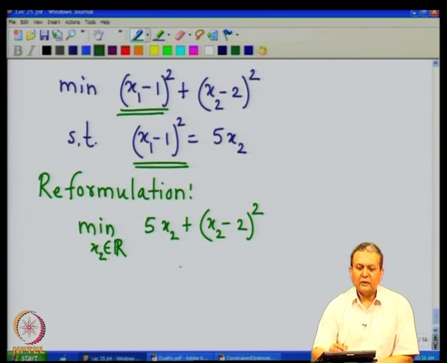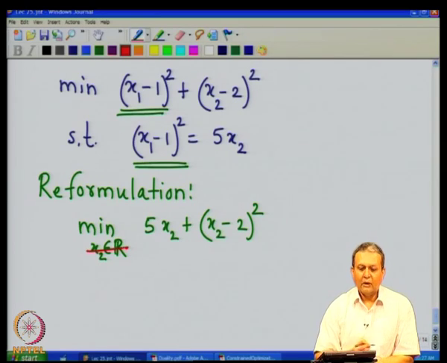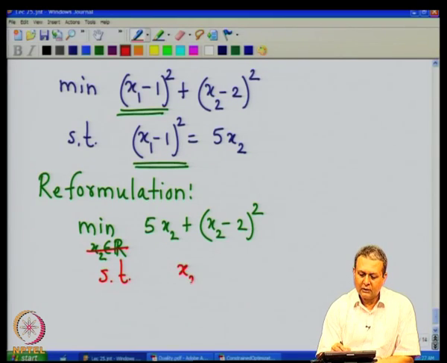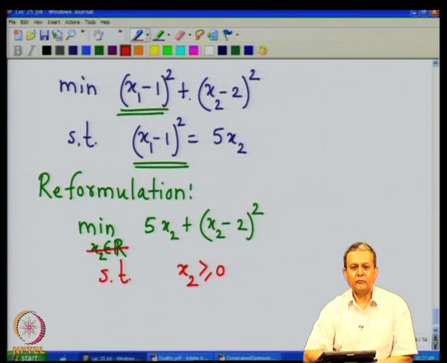But this is not correct, because if you look at this constraint, we have not fully utilized this constraint in the objective function. Note that this (x1 - 1)^2 is a non-negative quantity, and therefore we cannot have this constraint, but rather we should write the constraint: minimize subject to the constraint that x2 greater than or equal to 0. So, this is going to be the correct reformulation of the original problem. The original problem was a constrained problem, and we now have another constrained problem which is an equivalent problem.